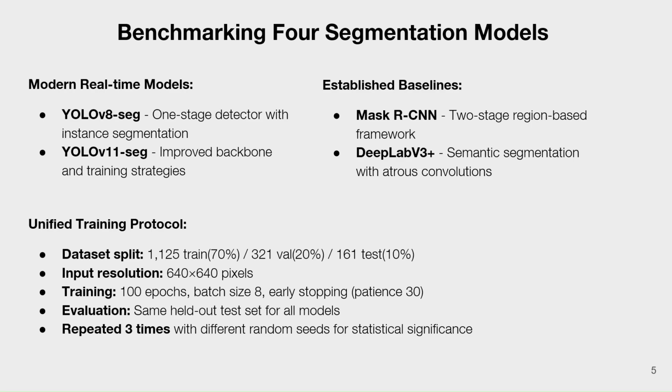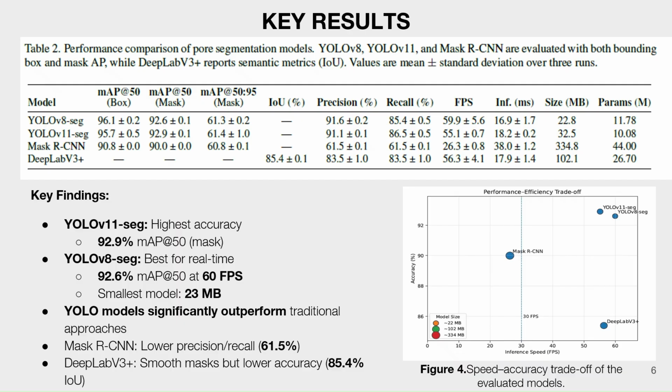So we tested 4 different segmentation models to see what works best. YOLO V8 and YOLO V11 are the newer, faster models designed for real-time use. On the other hand, Mask R-CNN and DeepLab V3 are more established methods that give us good baselines. So we made sure everything was fair: same dataset split, same training setup, and we ran everything 3 times to make sure the results were consistent.